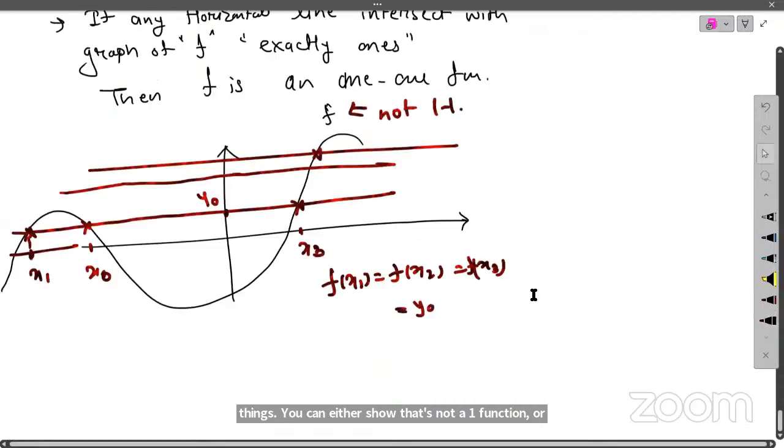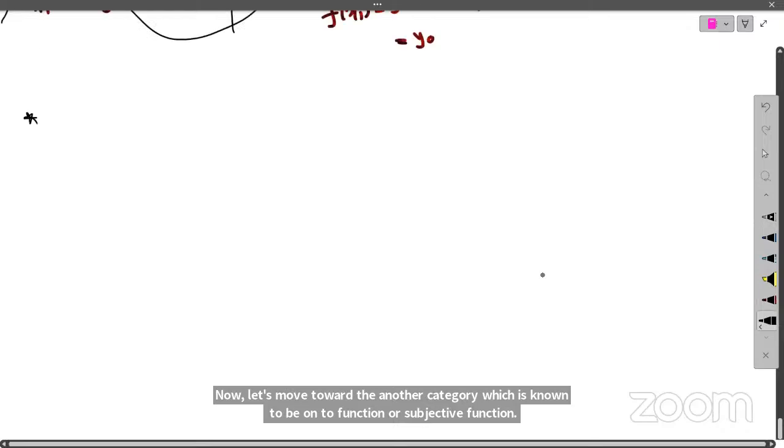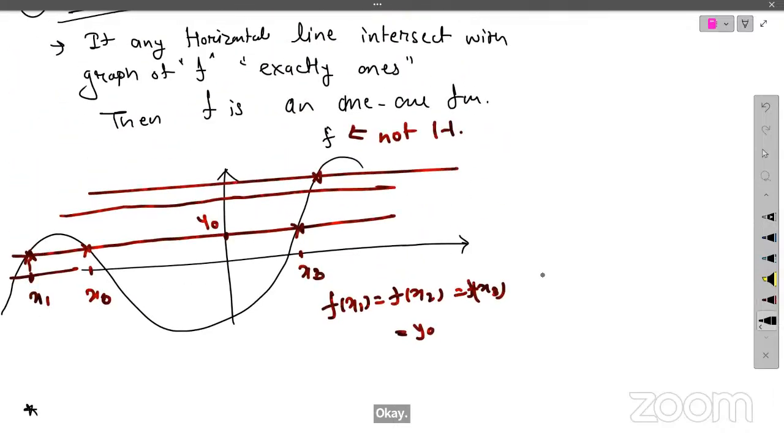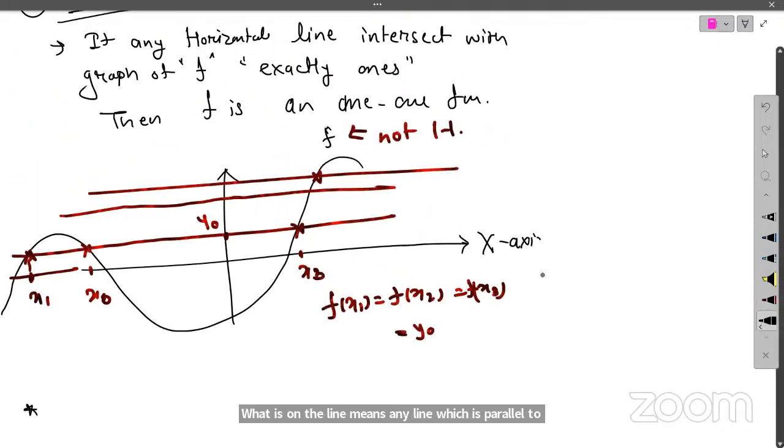Now let's move toward another category, which is known as onto function or surjective function. Horizontal line means any line which is parallel to the x-axis. This is your x-axis. Any line which is parallel to the x-axis is known as a horizontal line.